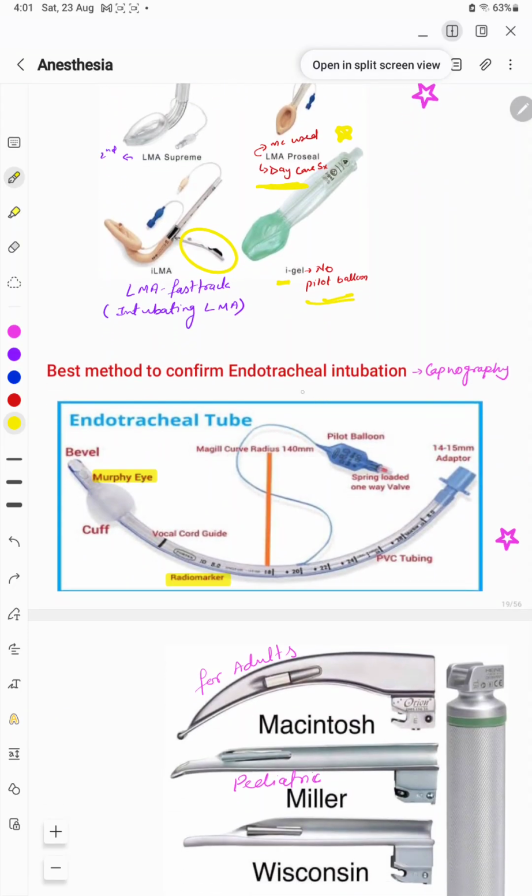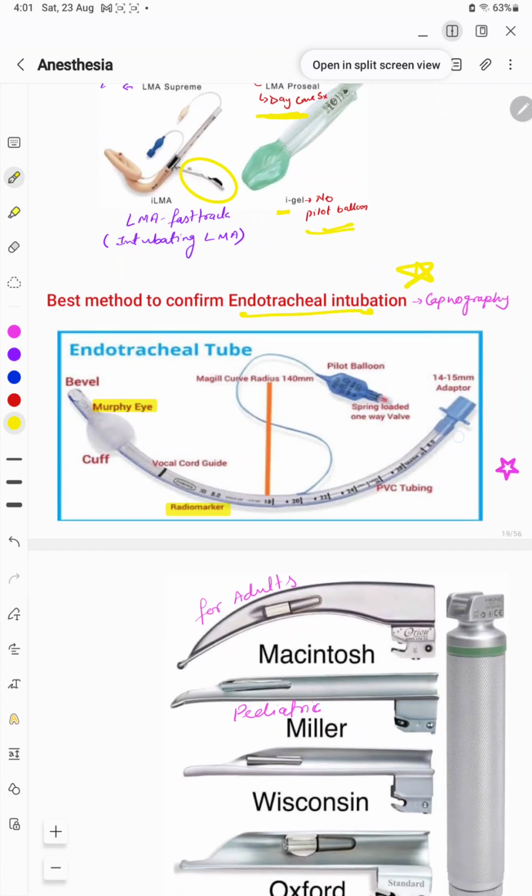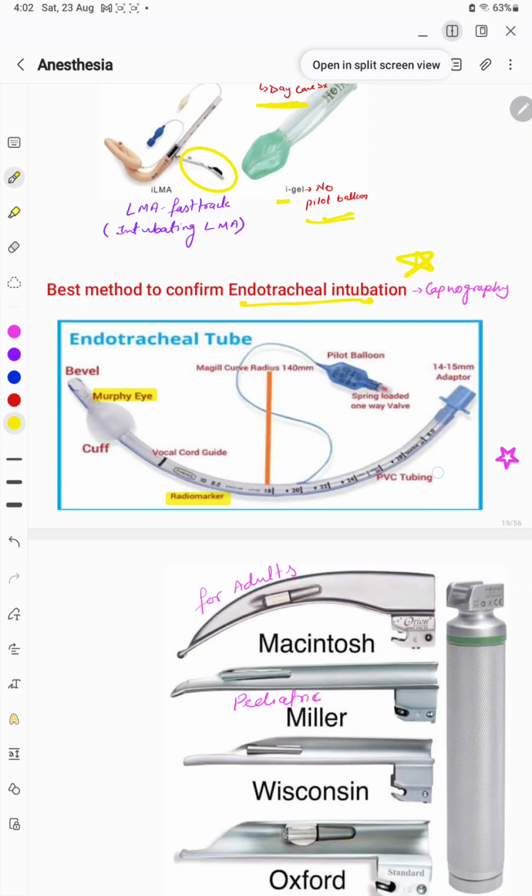The best method to confirm endotracheal intubation is capnography. They ask this many times in the exam. This is the endotracheal tube, which has some markings. You should remember the Murphy's eye and the radio marker. What is the radio marker? When you do an X-ray you can see this radio marker, the black line over the tube. And the Murphy's eye is for protection: when you are doing endotracheal intubation and something blocks the mouth of the tube, air can still go through this hole, the Murphy's eye.